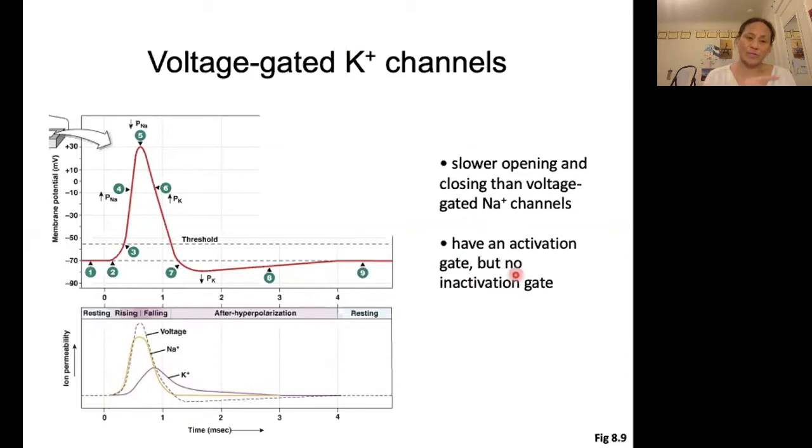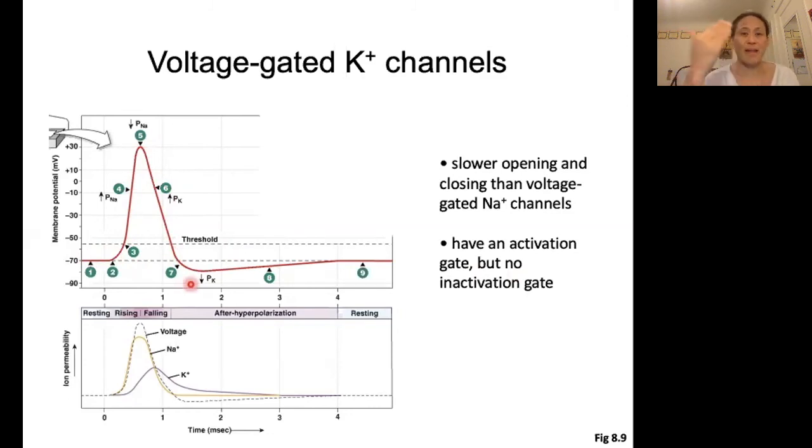Potassium channels, these voltage-gated potassium channels, they have an activation gate, but they don't have an inactivation gate. Okay, so basically the activation gate is just sensitive to voltage. Once you reach a certain voltage, once you depolarize the membrane a certain amount, those channels will start to open. Okay, and then once you fall below that range of membrane potential, then that activation gate is just going to close again.